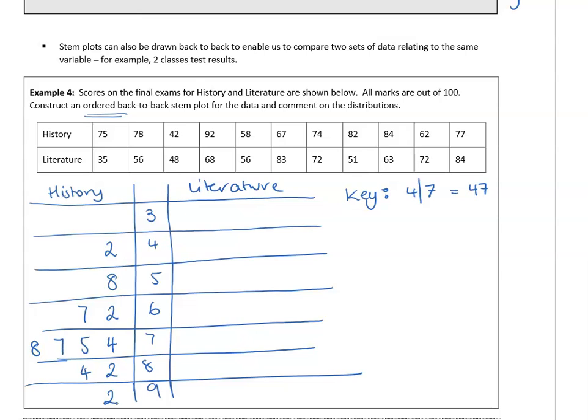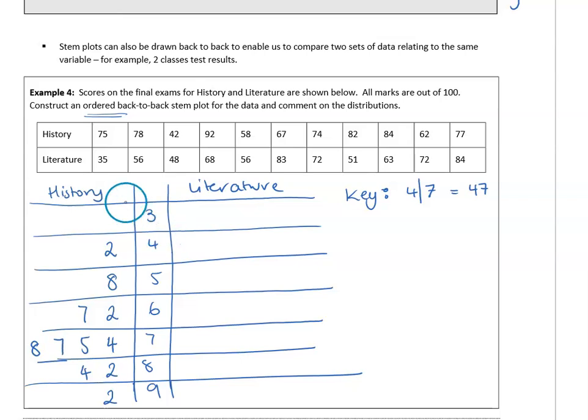So it is worth checking how many values you've got. So 1, 2, 3, 4, 5, 6, 7, 8, 9, 10, 11. And have I represented them all here in my plot? 1, 2, 3, 4, 5, 6, 7, 8, 9, 10, 11. Good. Moving on to literature, same thing.